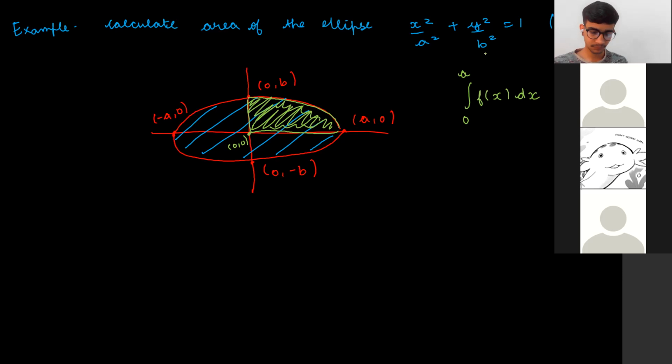Sir, I think y would be equal to 1 minus x square by a square the whole into b square. Right. No, you'll get a square root na, y square. तो मैंने वही तो बोला, square root of 1 minus x square by a square into b square. Okay. I thought you missed the square root.